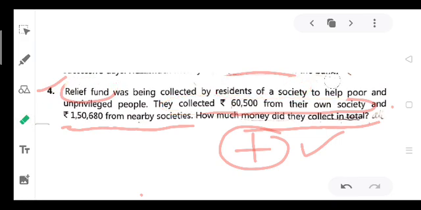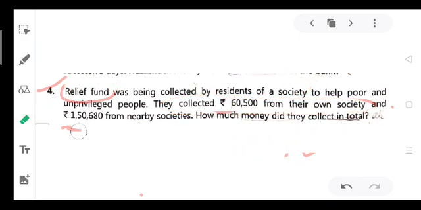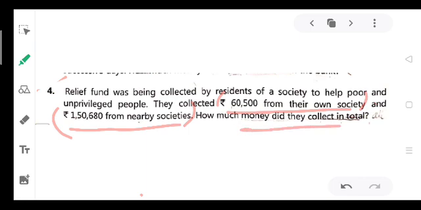Your first statement will be money collected from one society. Or you can write directly, you can write 60,500 rupees collected from one society. This will be your first statement. Money collected from nearby society 1,50,680. Second statement. Third statement is total money collected.